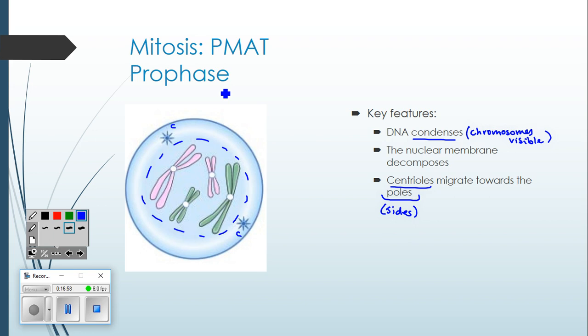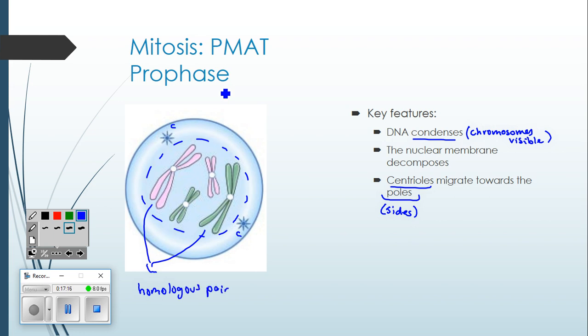There are two long chromosomes, a pink one and a green one, and two shorter chromosomes, a pink one and a green one. If we look at the two long chromosomes, we would call those a homologous pair.